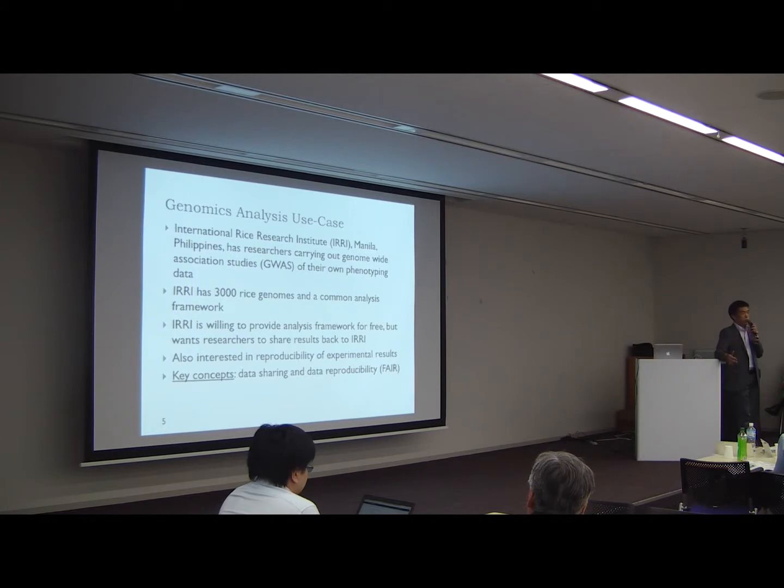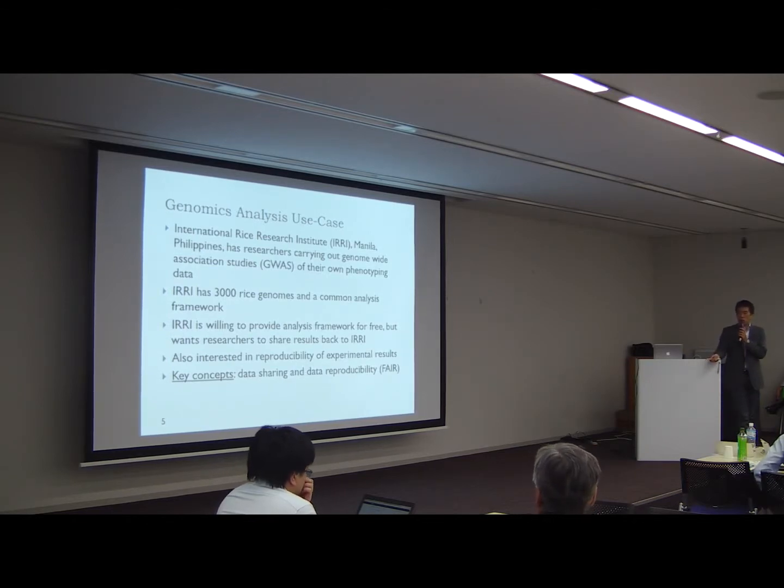As we already heard from a previous presentation, it's very easy now and very cheap now to sequence genes. And so this volume of data is growing. And so the Rice Research Institute is willing to provide this analysis framework for their rice researchers, but they want to have the results shared back to them because they're providing this information for free. They want to be able to actually receive a copy of the data.